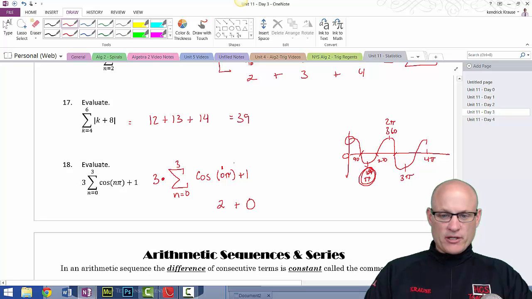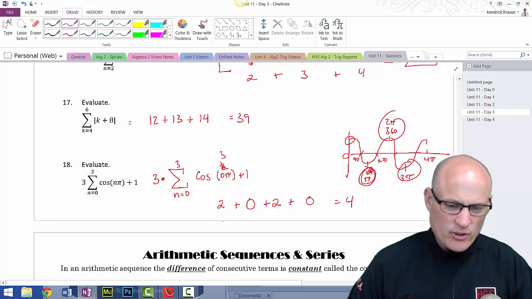And then I'm going to plug in a 2. Well, what's the cosine of 2 pi? It's up here. That's 1. 1 plus 1 is 2. So I plugged in a 0, I plugged in a 1, I plugged in a 2. Now I got to plug in a 3. Well, the cosine of 3 pi is negative 1. Negative 1 plus 1 is 0 again. So this just turns out to be 4.